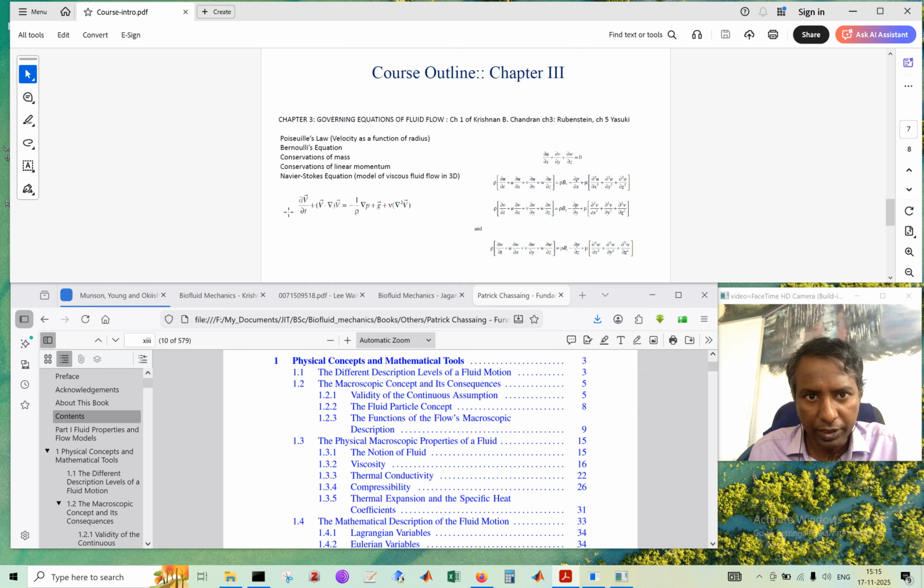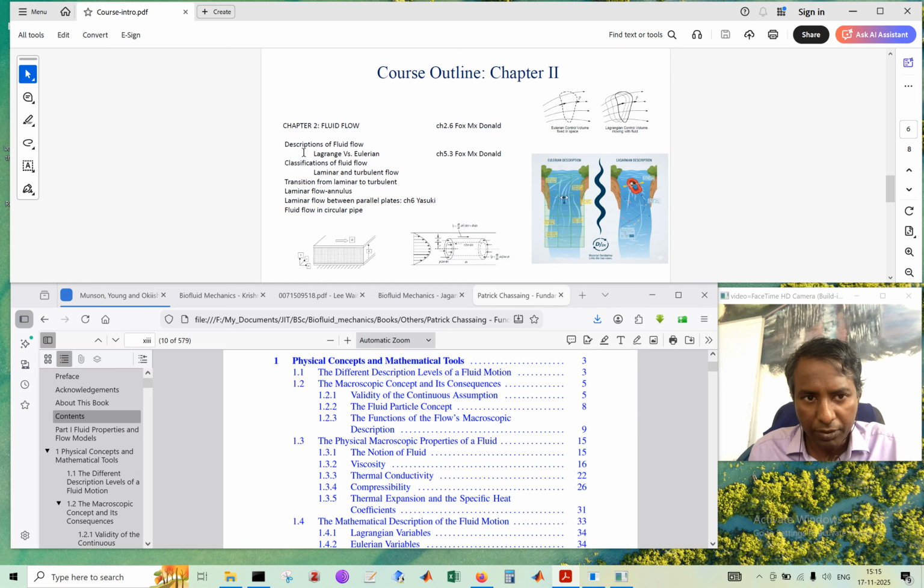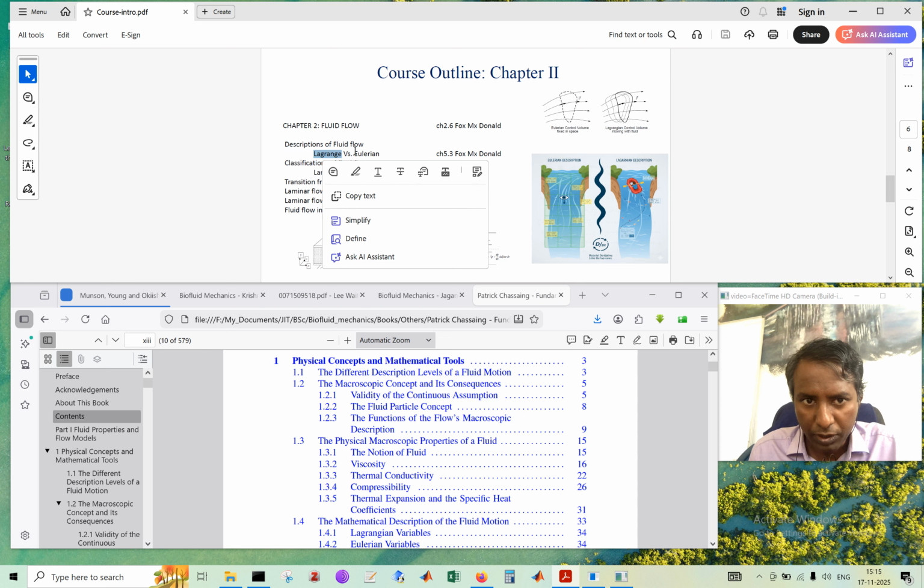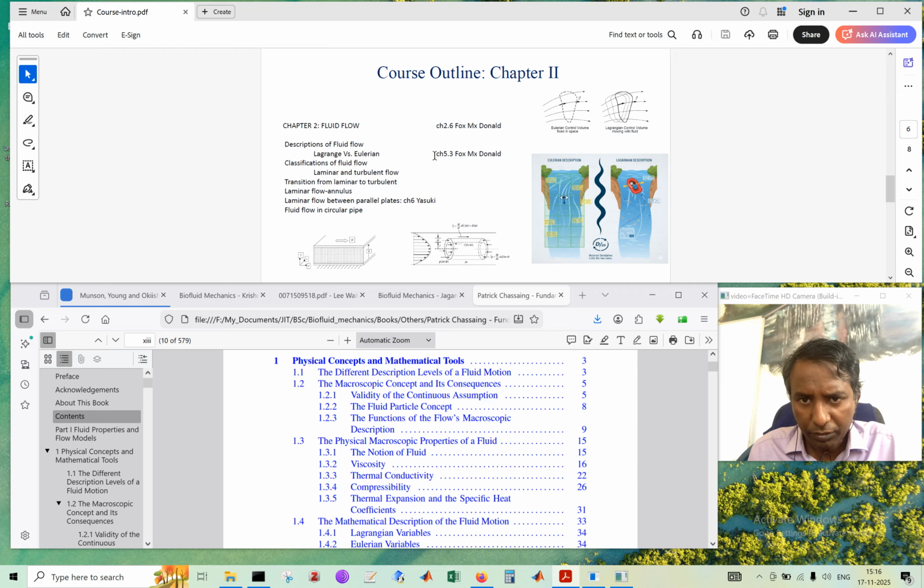Moving on to the next chapter, which is chapter 2. Here we talk about the differences between the descriptions of fluid flow. For example, in solid mechanics, the Lagrangian approach plays a very important role, whereas in fluid mechanics, the Eulerian approach is very important. The reason is pretty obvious, because in the Lagrangian approach, we follow the body whose property we are observing, whereas in Eulerian, we have a control volume, and within that volume we measure the properties we want.